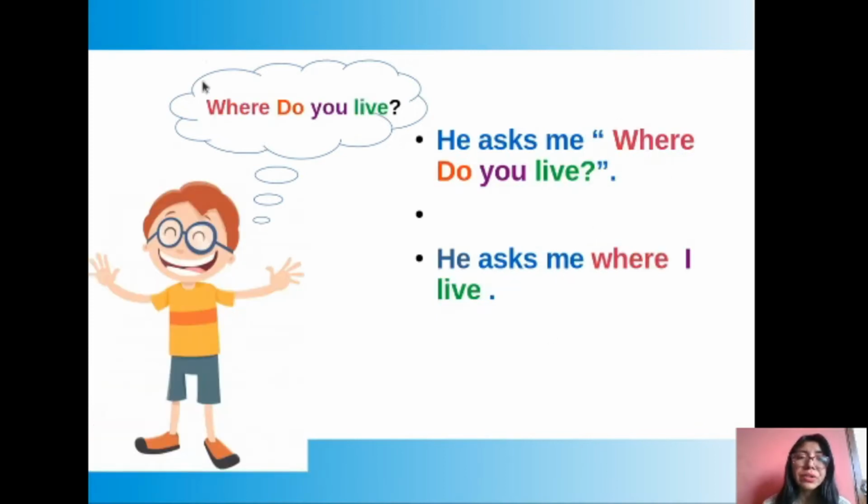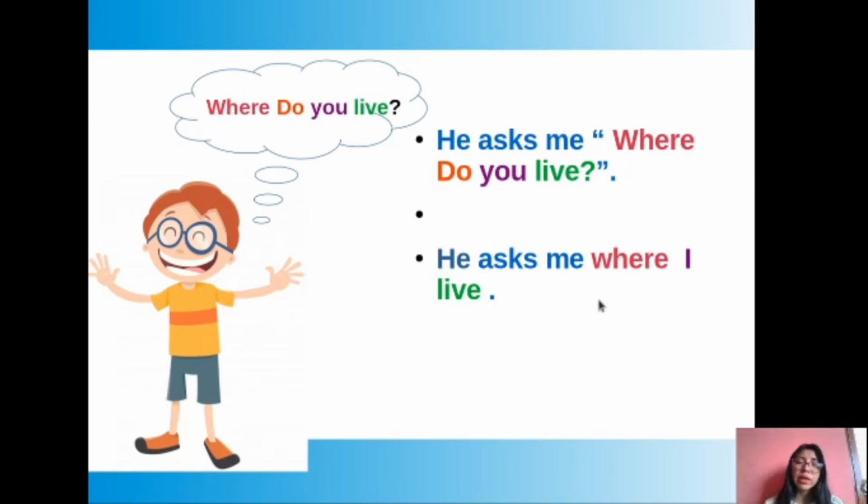We are going to use the repeated question with double H word, okay? It asks, where do you live? I am going to report in direct way. He asked me, where do you live? You only have to copy. In indirect way, he asked me where I live.